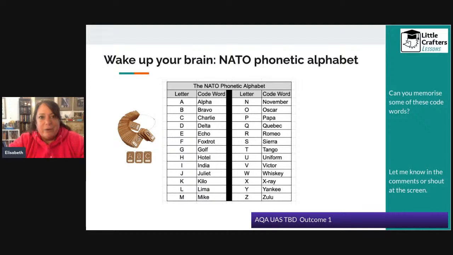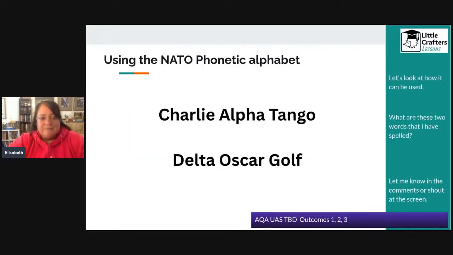Okay, so your goal is to try and learn some of these. I have these memorized only because I was a military brat. I grew up on armed forces bases all my life. The first time I've ever been away from armed forces was when I moved here. So I grew up with this and all of my family used it. So I'm quite familiar with these letters.